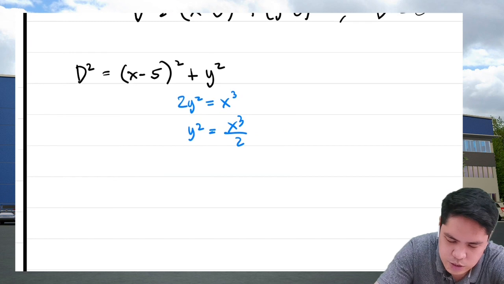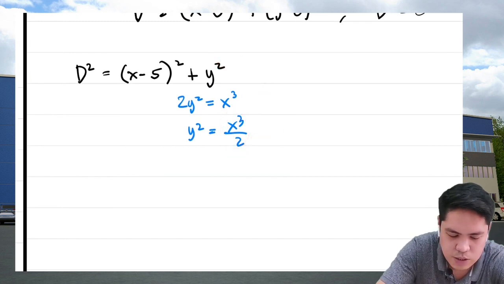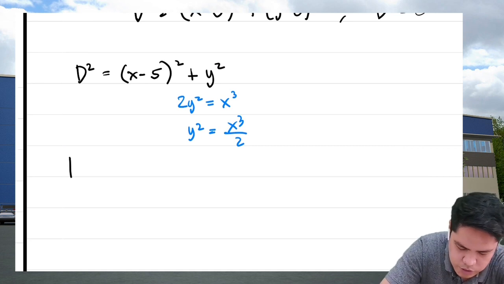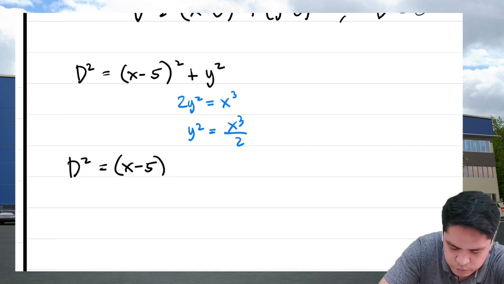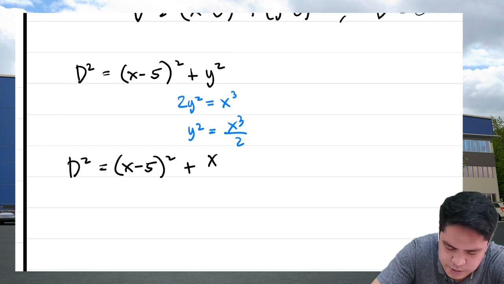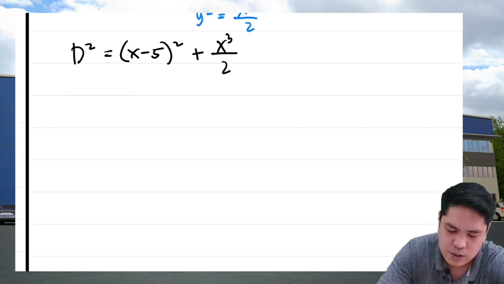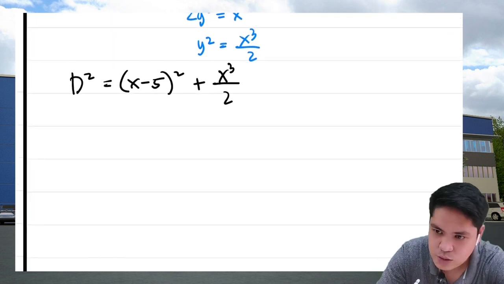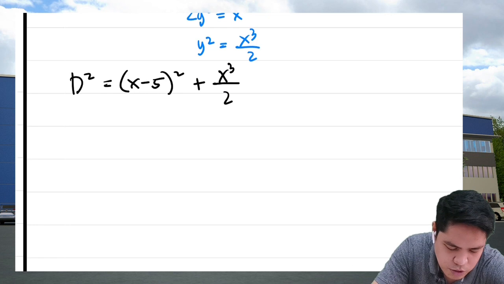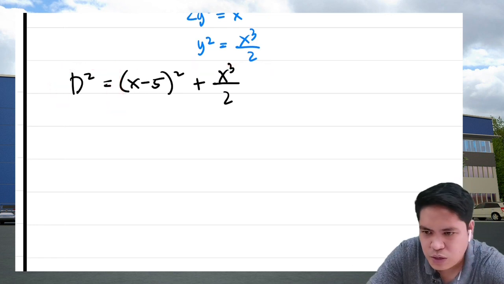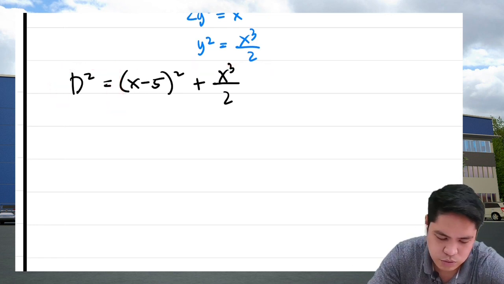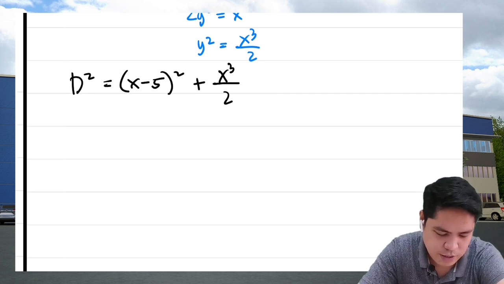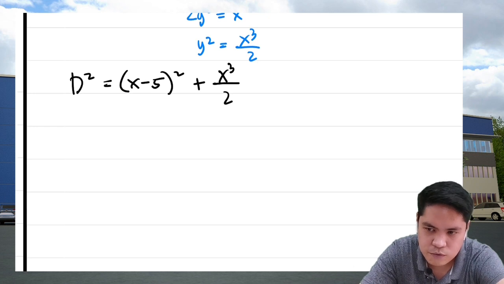Okay, then we just need to substitute this here so that we have only one variable. So we'll have d squared equal to x minus 5 squared plus y squared, which is x cubed over 2. Then we'll just get the derivative, so we'll use implicit differentiation. Anyway, we just need to equate that to 0 to avoid the square root, because if we don't square both sides, we need to get the derivative of the square root. For me, that would be complicated. Since it's maxima and minima, we can solve it through implicit differentiation.